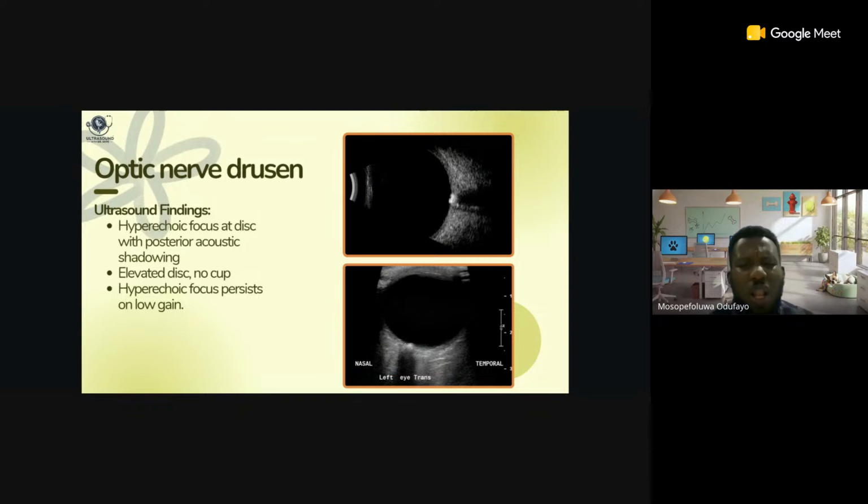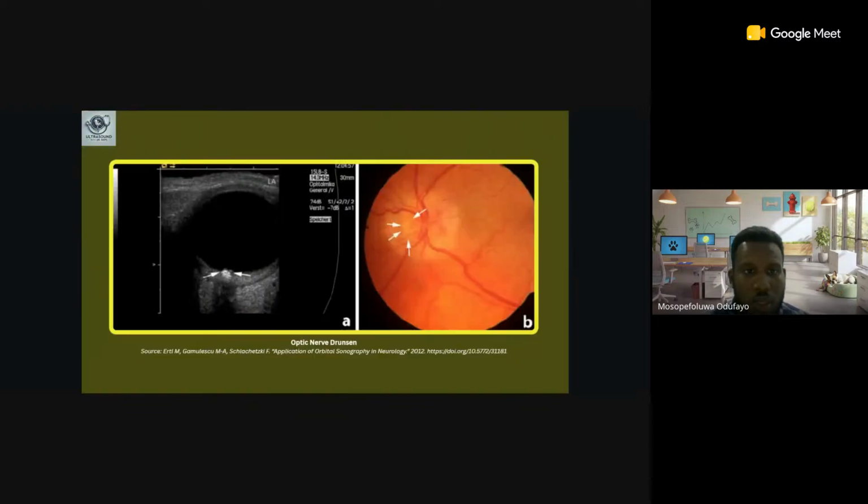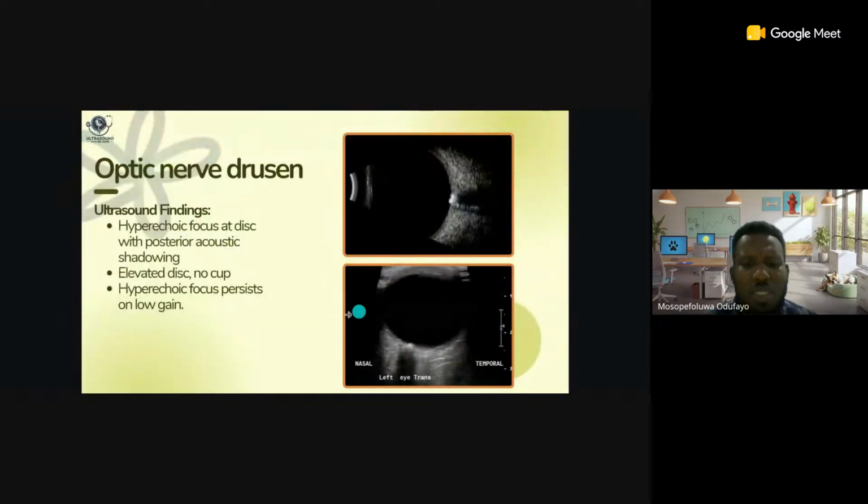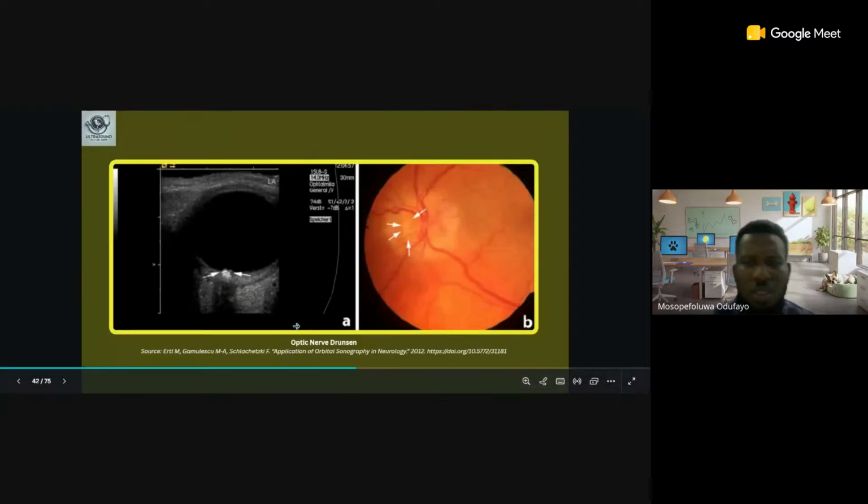This one is just a small hyperechoic focus at the level of the disc, with posterior acoustic shadowing, like I said. Is that okay? And this hyperechoic focus will persist on low gain. Obviously, you won't call this a retinoblastoma because first of all, it won't be in a child. Is that okay? Hyperechoic focus. So you can see this echogenic area like a stone within the optic disc. Yeah, that is optic nerve drusen.